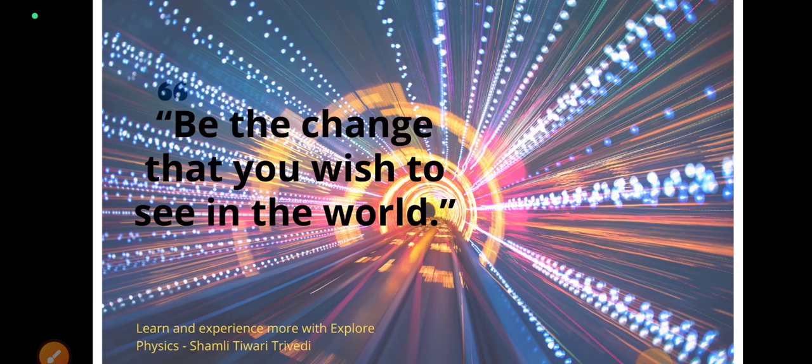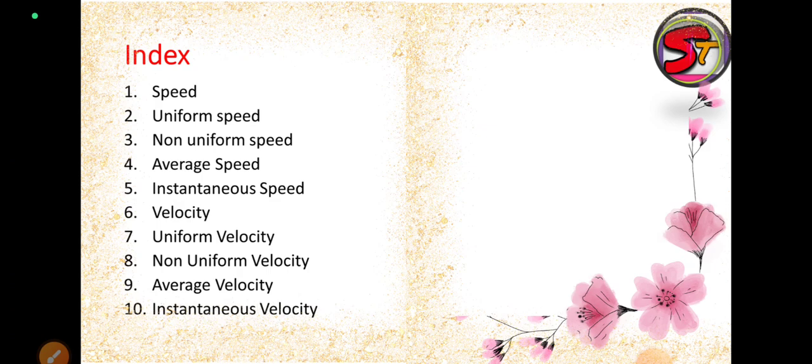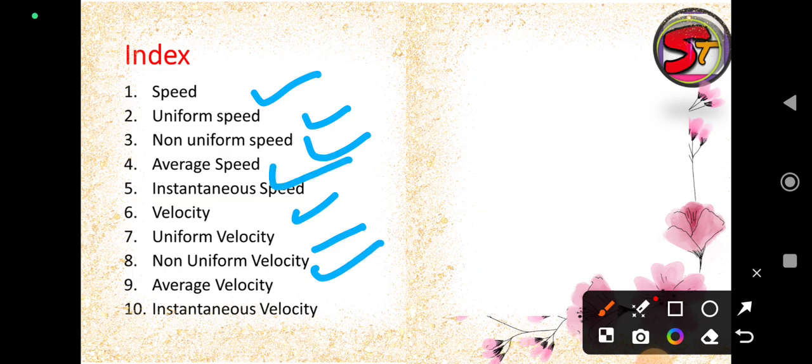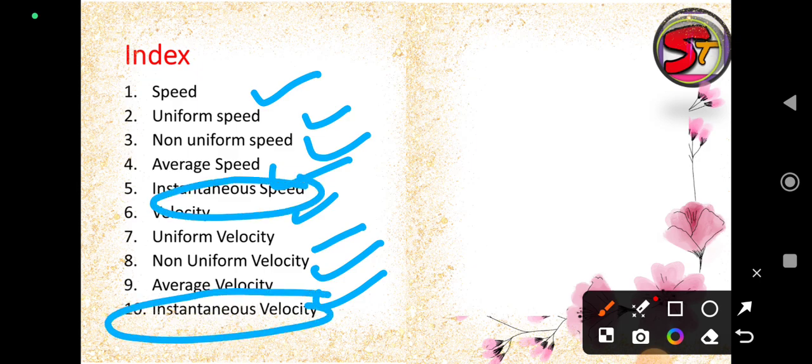Welcome to Explore Physics. In this video, we are going to discuss speed, velocity, uniform speed and uniform velocity, along with non-uniform speed and non-uniform velocity, and what average speed and average velocity mean. After that, we will also discuss instantaneous speed and instantaneous velocity. All these things are important whenever we learn about the kinematics chapter.